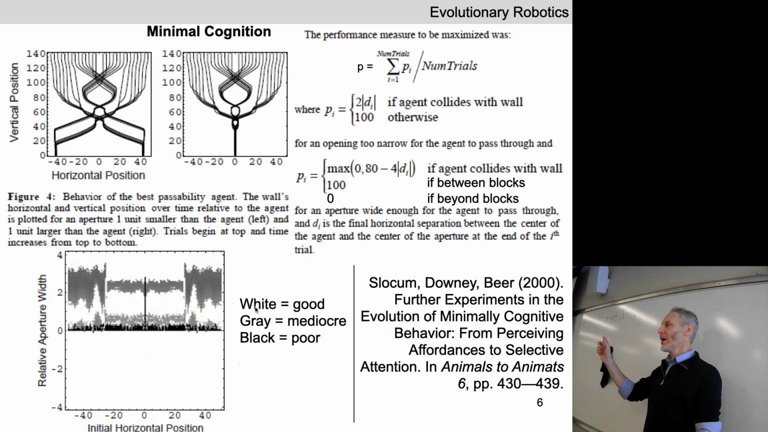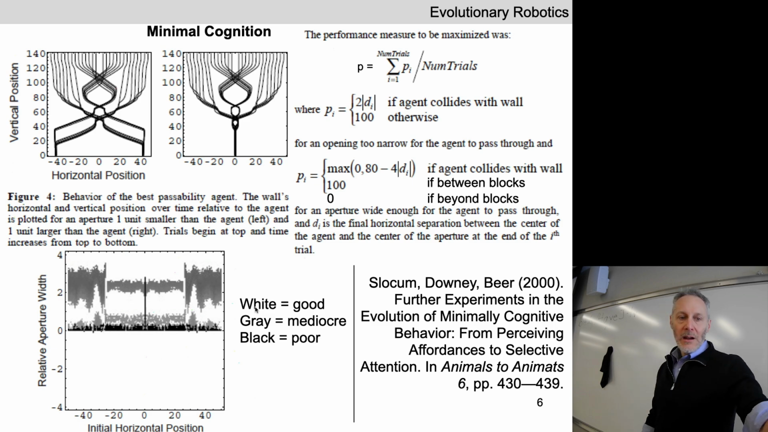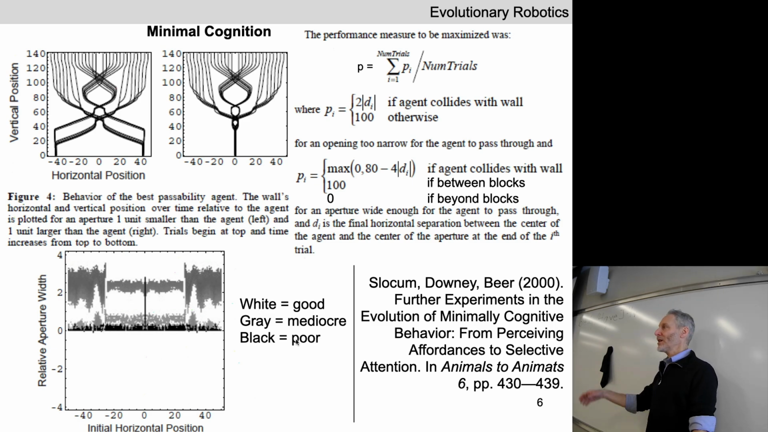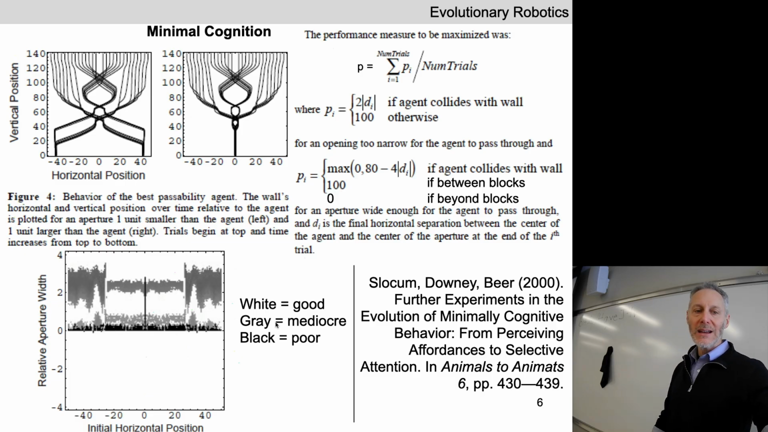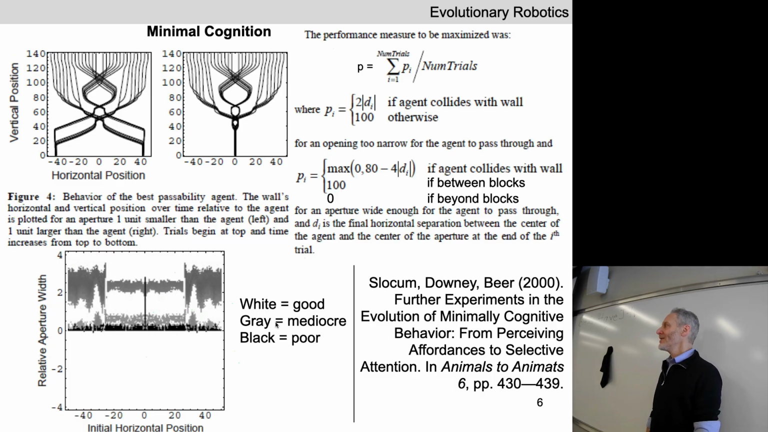Impassable gap, run away. Passable gap, thread the needle. Black represents that the robot did the wrong thing. So if the gap was passable and it ran away, or the gap was impassable and the robot tried to get underneath the object pair. And gray is mediocre, meaning the agent got hit by one of the two blocks. In either case, if you get hit by the block, you're doing the wrong thing.